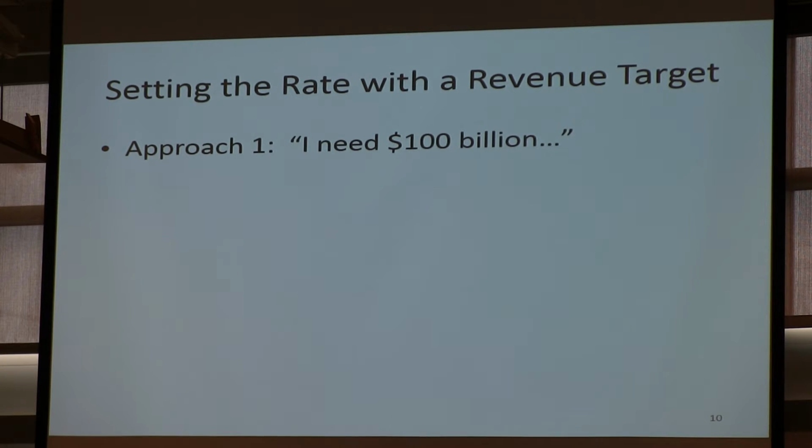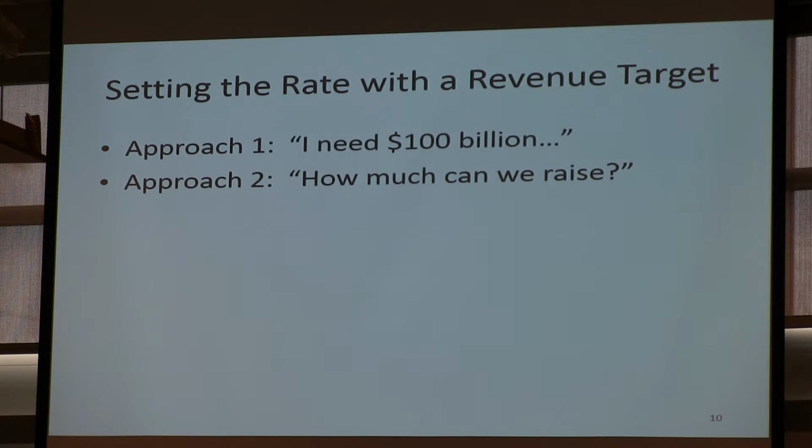Well, with revenue targets, that'd be one approach. I need $100 billion or whatever you need. You sort of set the tax accordingly. The other might be to ask the question, how much can we raise with a carbon tax? If we wanted to maximize revenue from a carbon tax, how much could we get? And so the tax revenue is equal to the tax rate, tau, times the base, the tax base emissions, covered emissions.